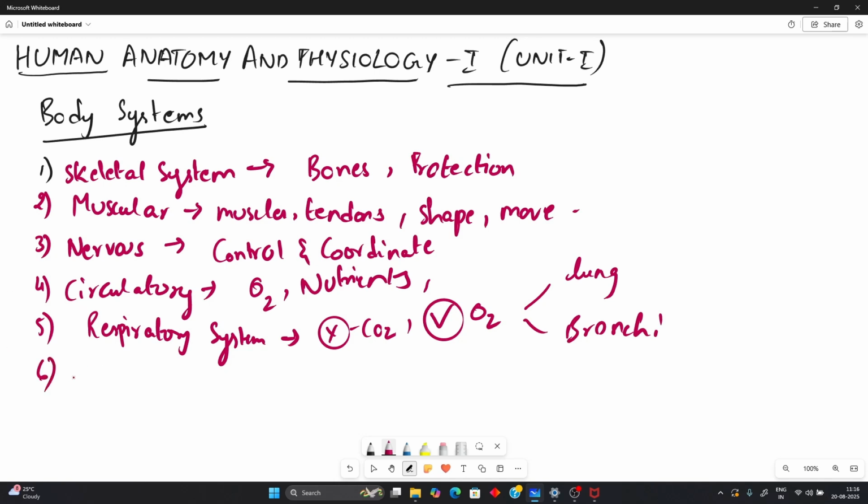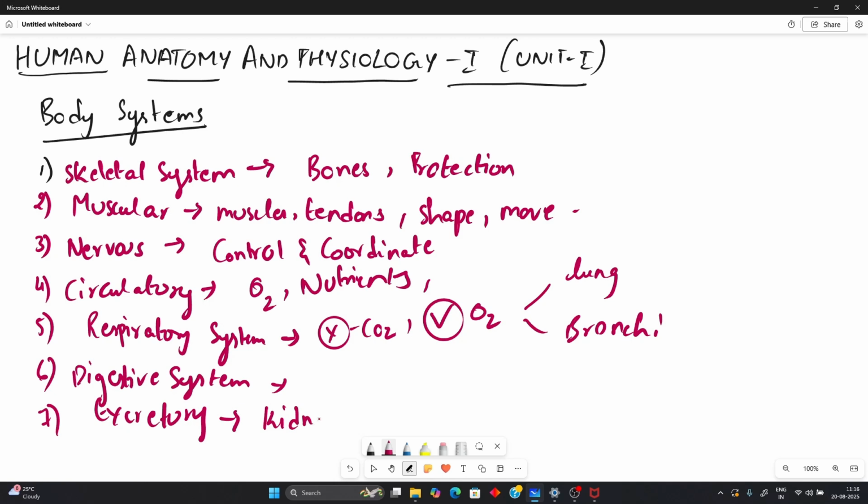Then we have the digestive system, which we have already discussed. That is useful for digestion, for food intake, absorption. Everything will be happening in that. Then we have the seventh one, which is the excretory system. The word excretory, the name itself says that it will be removing the waste from the body. So the organs which are responsible for removing the waste are the kidneys, large intestine. It can be through the skin in the form of sweat, or it can be through the lungs.